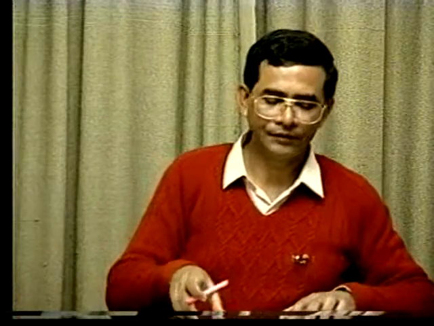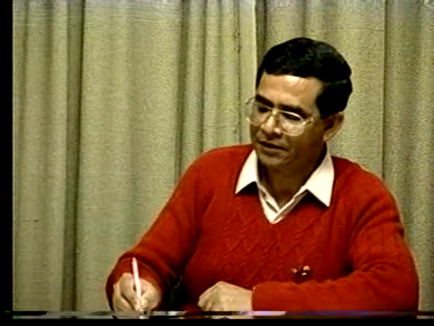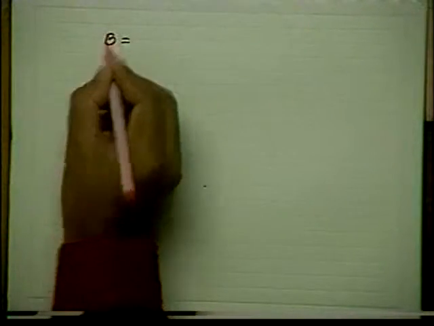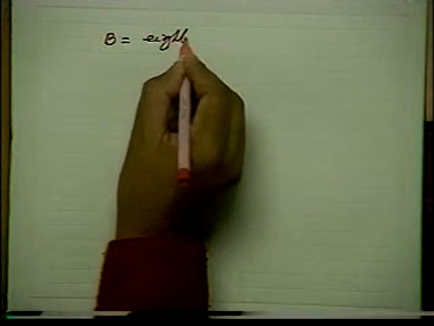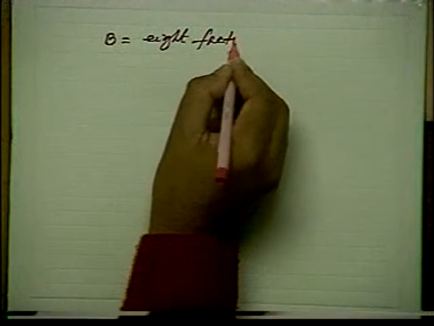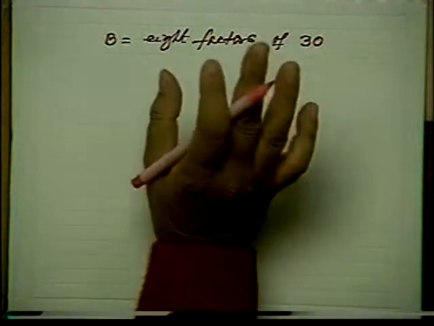Now let us try to give one or two examples of it. Let us take an example. Let us take B to be all the 8 factors of 30. So long we had been doing abstractions only.